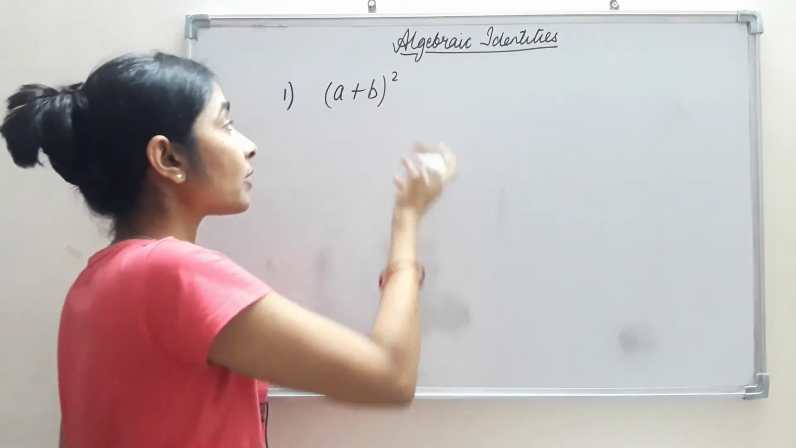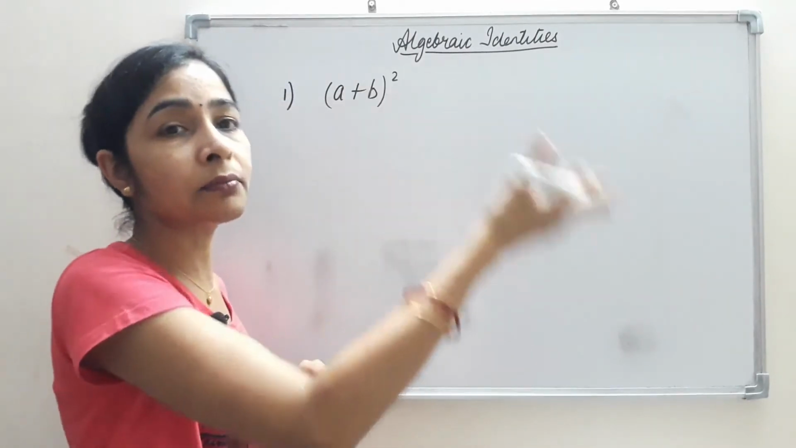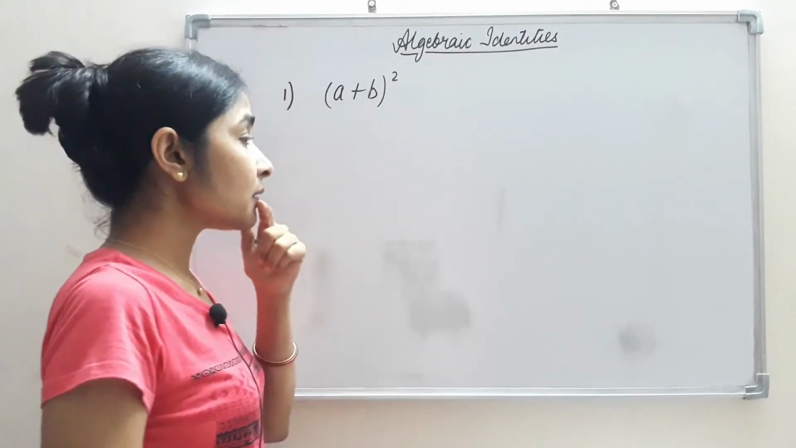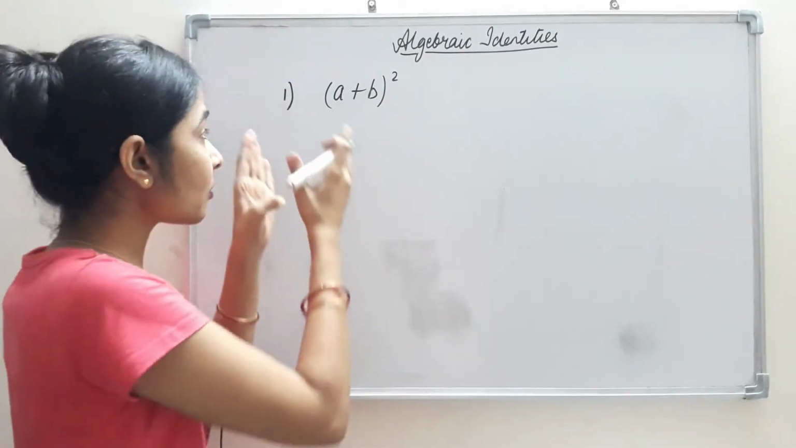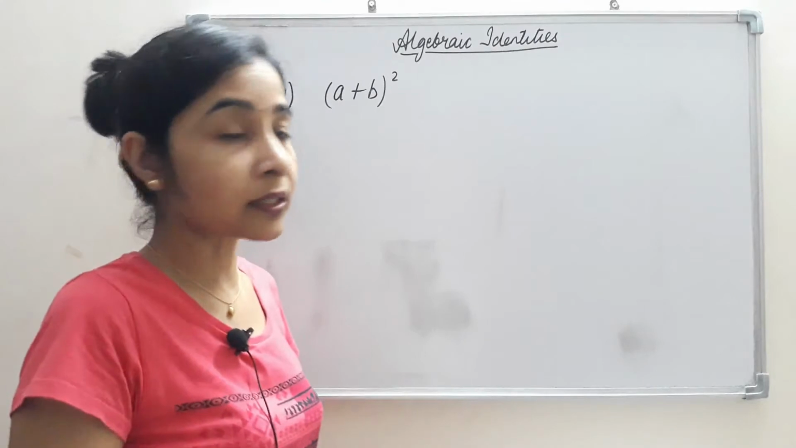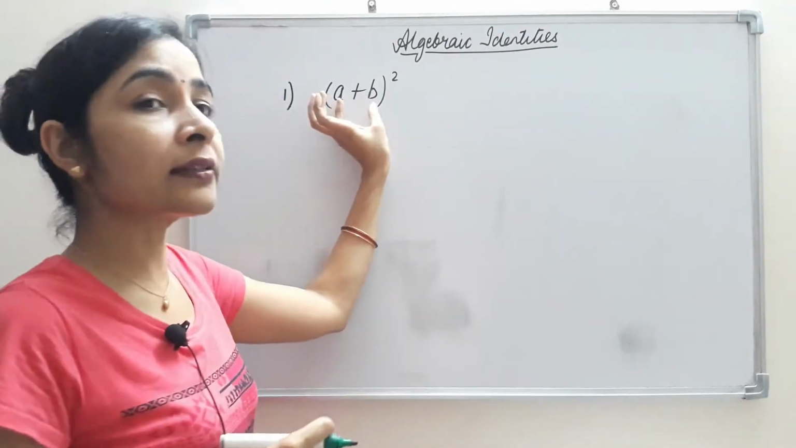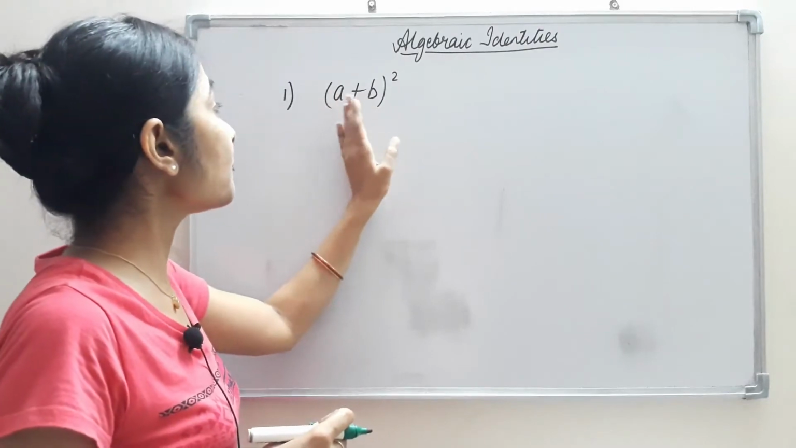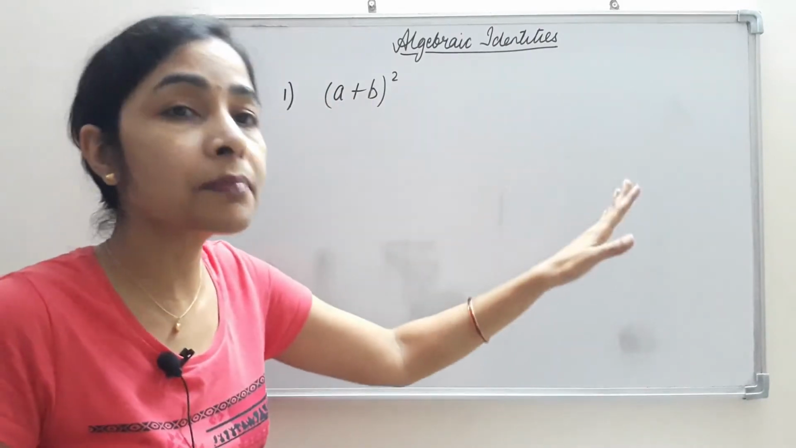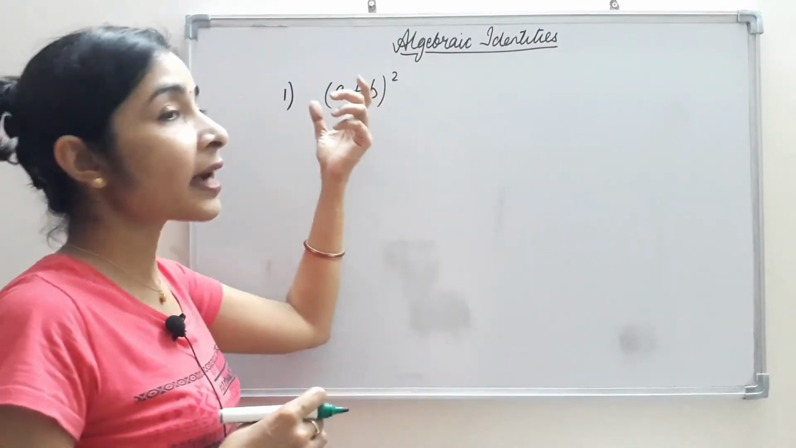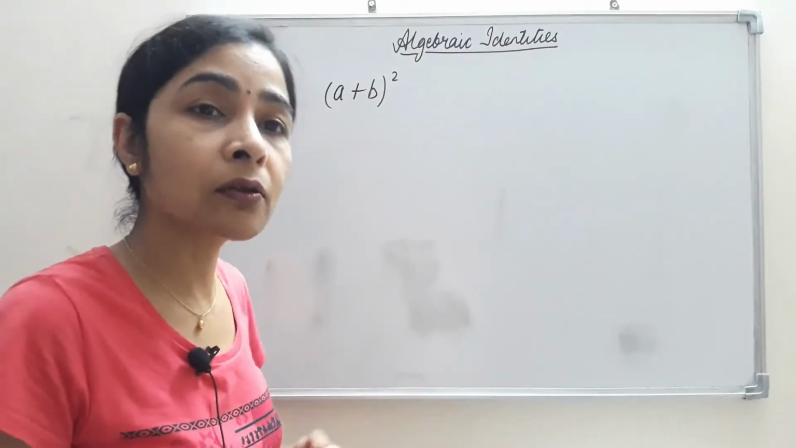and then again b into a, and then again b into b. So we are supposed to multiply each and every term of one expression with each and every term of the other expression. But when both the expressions are the same, that means when we are given a plus b multiplied by a plus b, then we can use the identity of a plus b whole square.